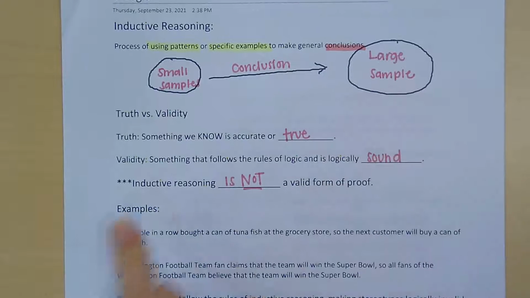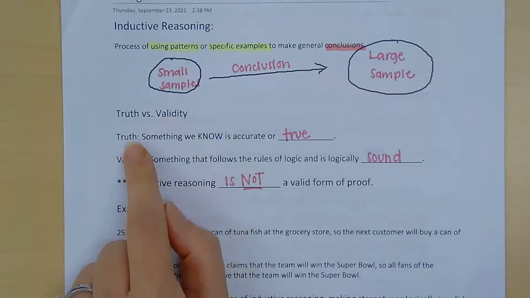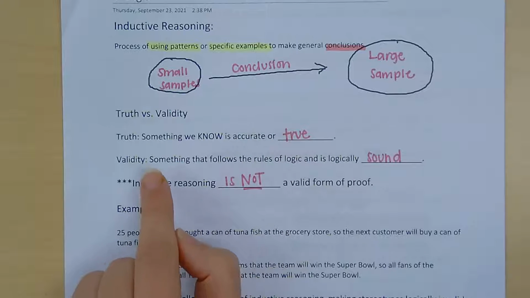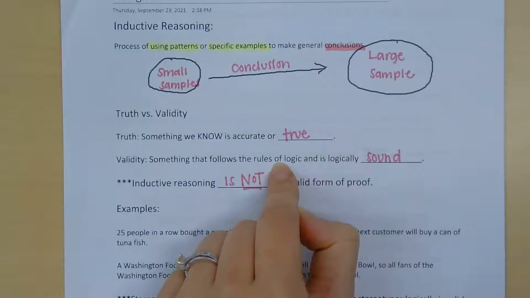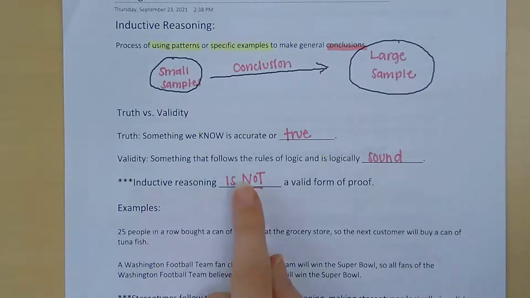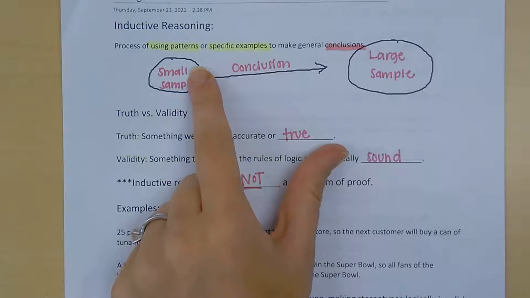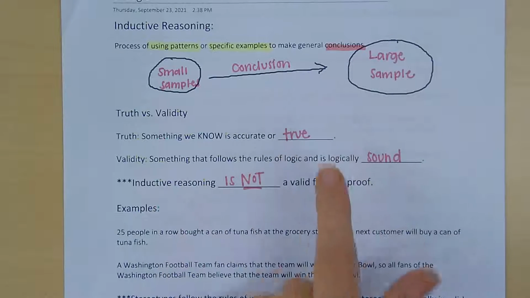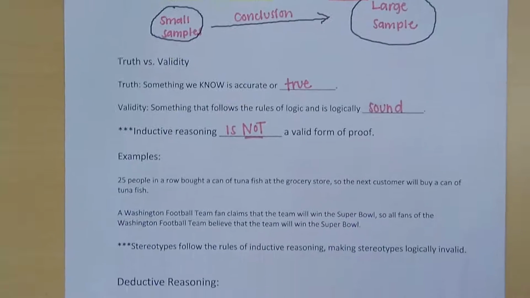All right. We need to know the difference between truth versus validity. Truth is something we know is accurate or true. Validity is something that follows the rules of logic and is logically sound. Inductive reasoning is not a valid form of proof. We are using patterns and examples to make general conclusions. That is not logically sound. Let's look at some examples.